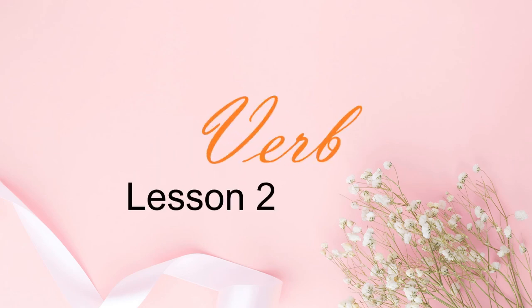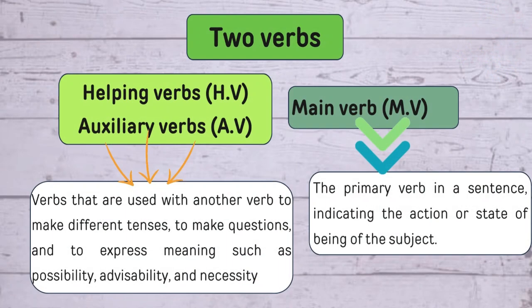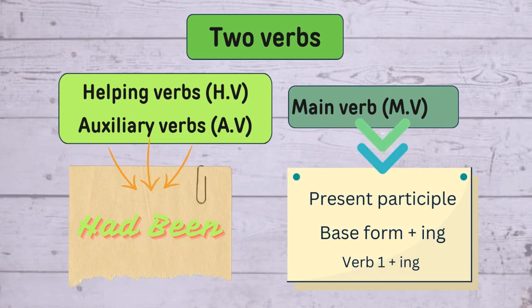Verb. Lesson 2. Learning objectives Part 2. Number 1. Two verbs. Number 2. How to form the subject with the helping verbs had plus been. Two verbs. Number 1. Helping verbs. For example, had been. Number 2. Main verb or MV. For example, present participle or base form plus ing, or the verb 1 plus ing.